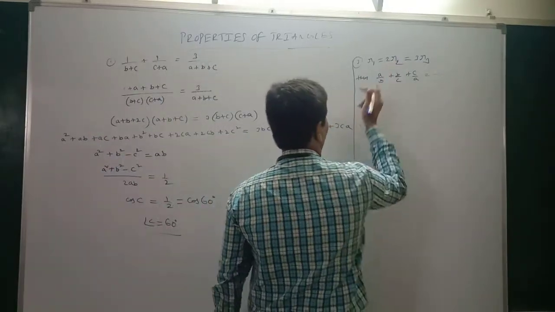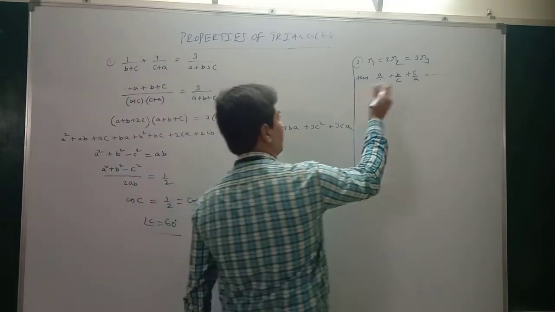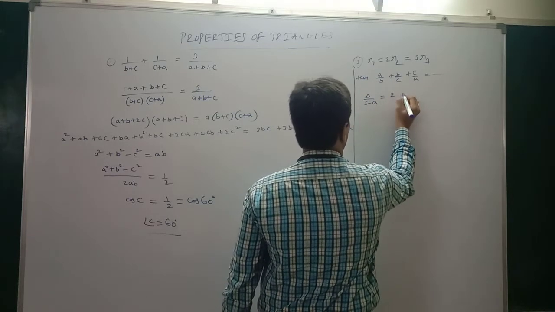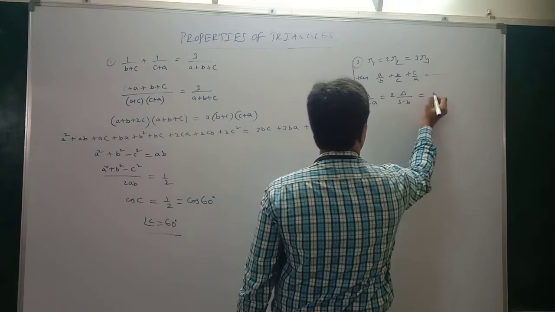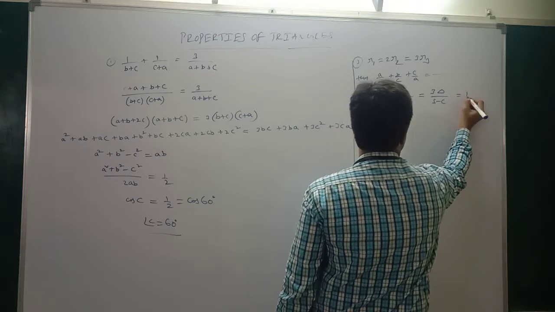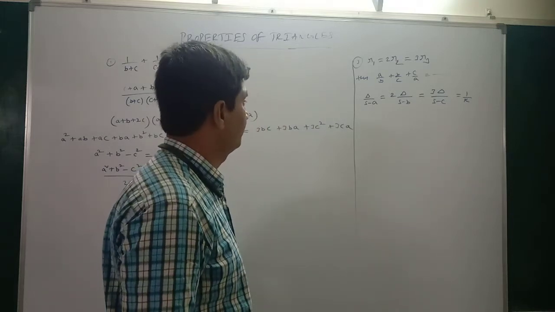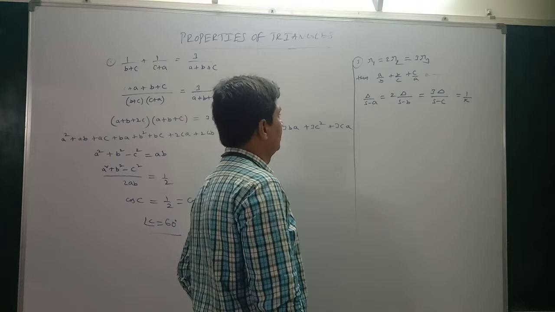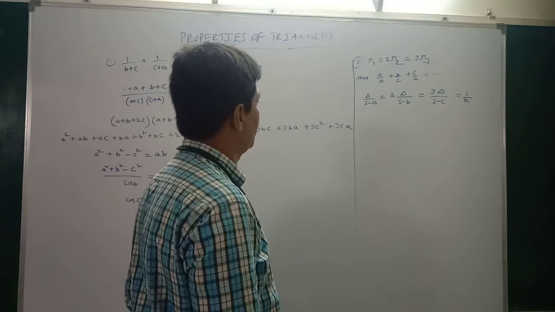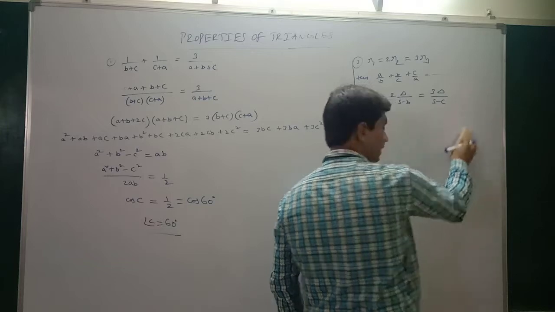Take the relation. We know the formulas for R1, R2, R3. What is R1? This is delta by S minus A, R2 is delta by S minus B, and R3 is delta by S minus C. Let us take this common value as 1 by K. Okay, so this is given here. Now we have to find the value of A by B plus B by C plus C by A. Or else we can do it numerically, another method also.